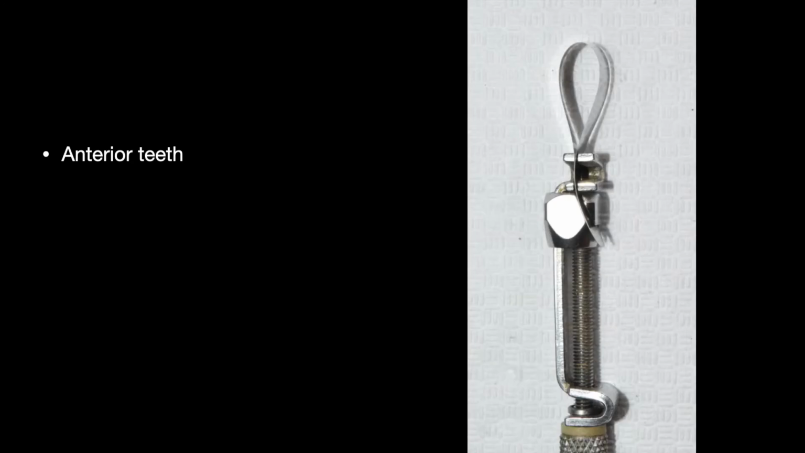Now the matrix band or the Tofflemire band can be placed on the Tofflemire retainer in three configurations. It can be anterior, it can be on the left, or it can be on the right. If it is straight, or the matrix band is not placed at an angle on the Tofflemire retainer, then those are used specifically for our anterior tooth work.